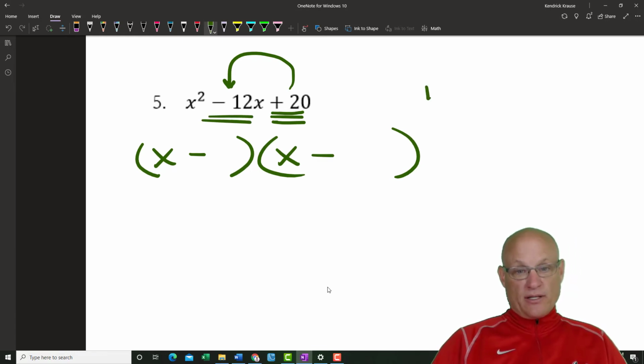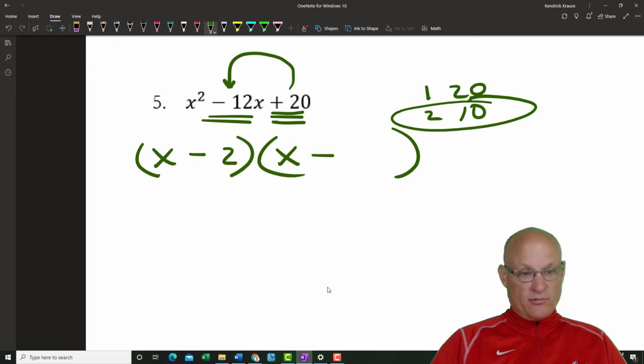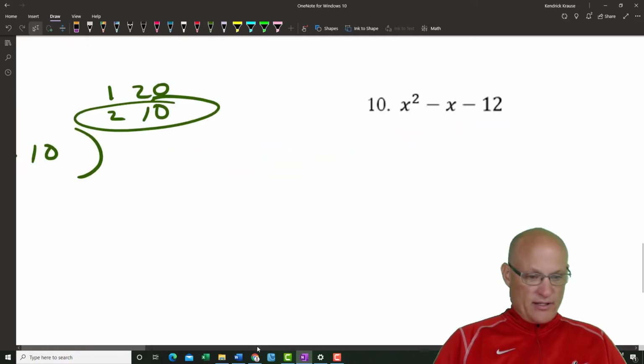All right, so 1 and 20. Those don't add up to 12. 2 and 10. Oh, those add up to 12. Minus 2. Minus 10. All right, let's move on to the other side.